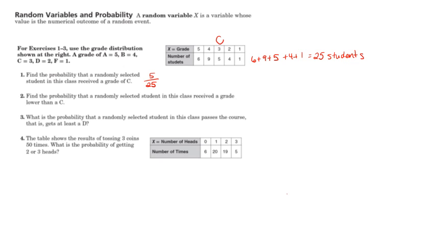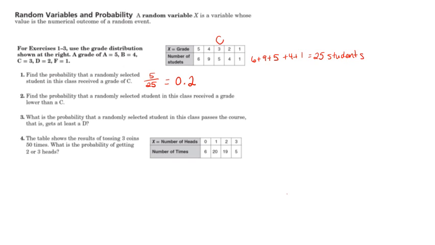Now we're talking about probability distributions, and we'll talk about a normal distribution as well. We tend to write our probabilities as decimals. So for this lesson, we're going to write our probabilities as decimals. So 5 divided by 25 is 0.2.